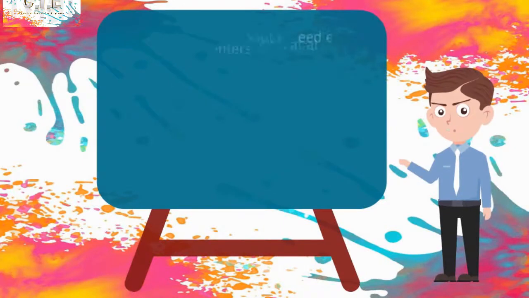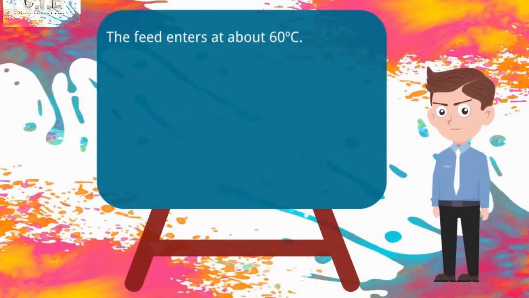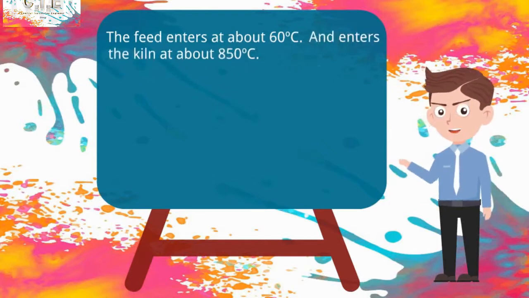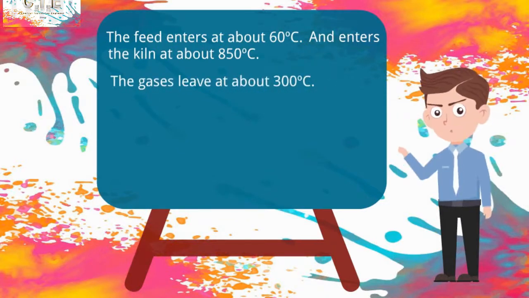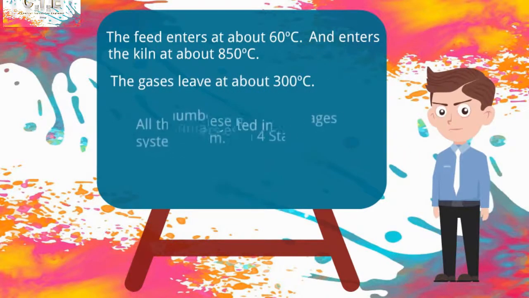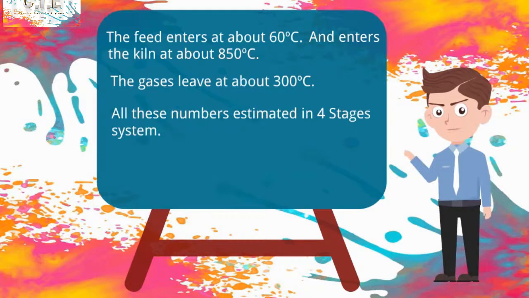The feed enters the preheater stage at about 60 degrees Celsius and enters the kiln at about 850 degrees Celsius, where the gases leave at about 300 degrees Celsius in a four-stage preheater system.